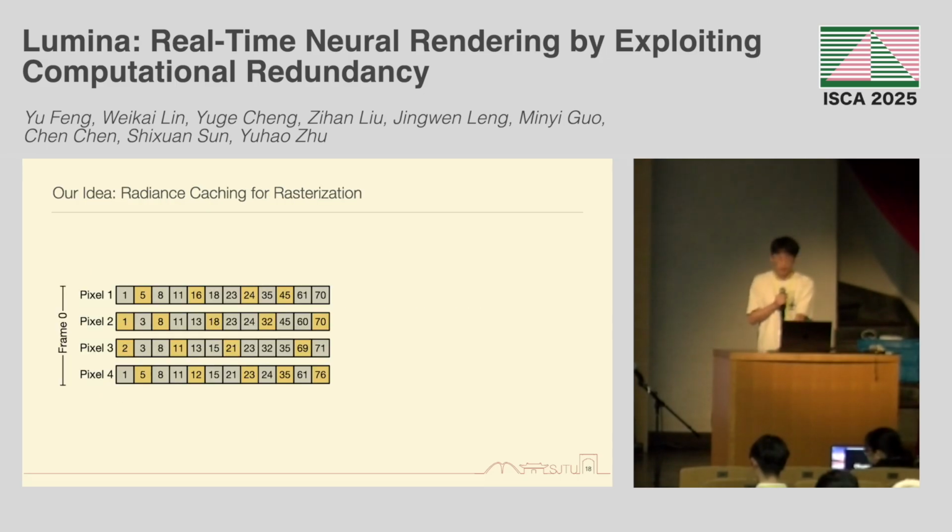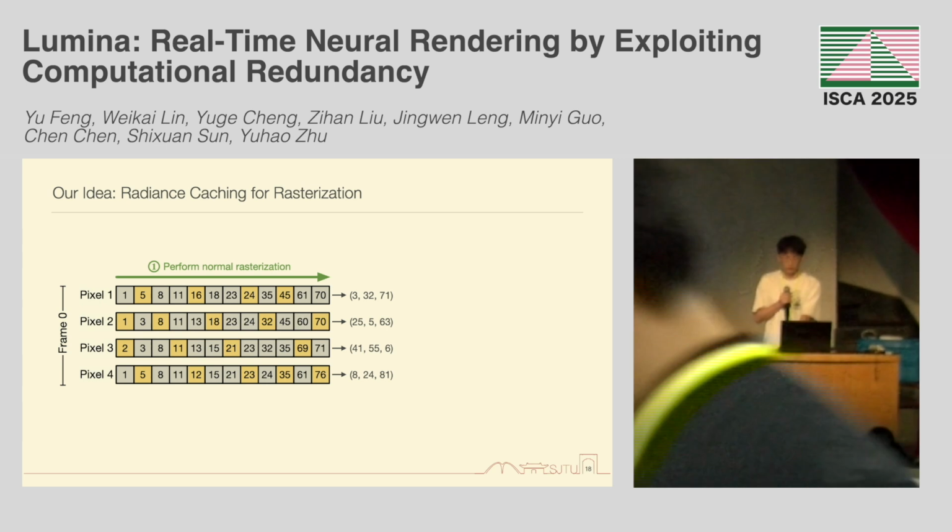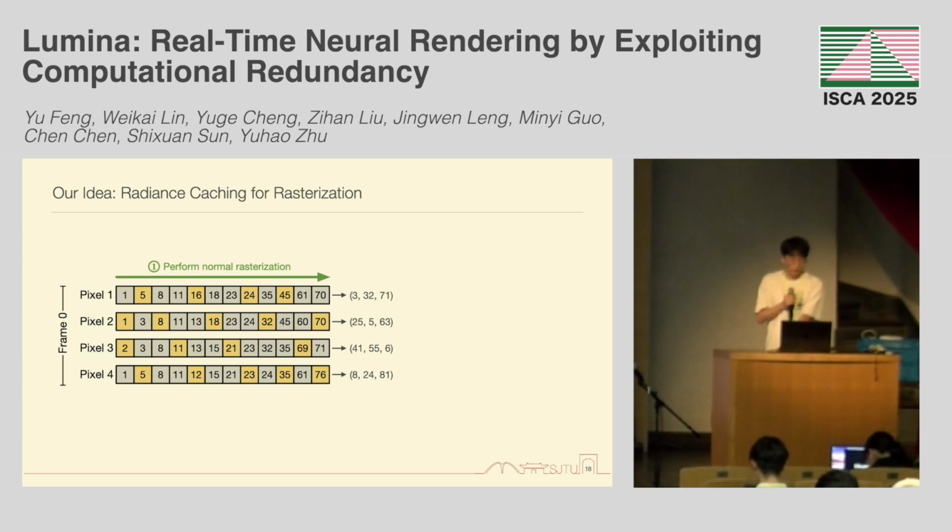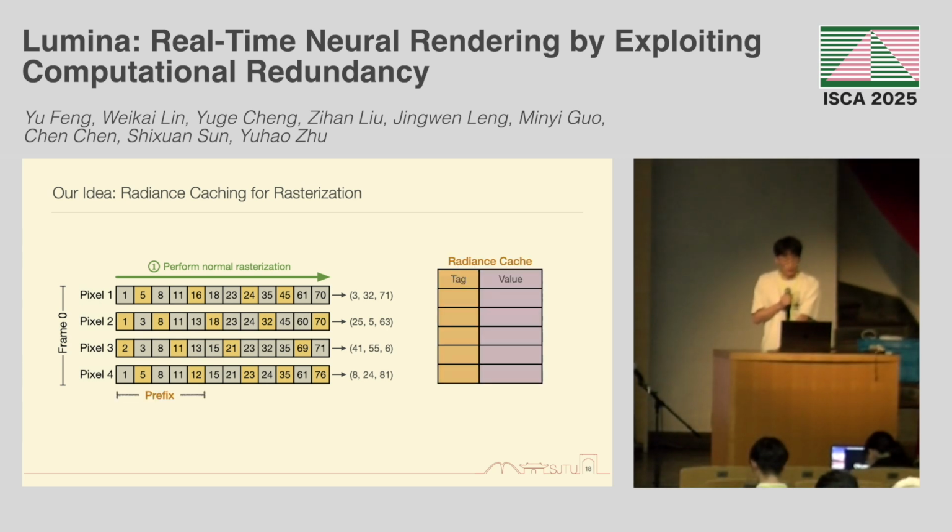Now, let me explain our radius caching idea. So for the very first frame, we perform normal rasterization to obtain the pixel value. Then for each pixel, we determine the significant prefix Gaussian IDs. For instance, for pixel 1, the significant prefix Gaussians are 5 and 16. And then we concatenate these two Gaussian IDs and store them as a tag in the radius cache. And the corresponding RGB color is the cache value.